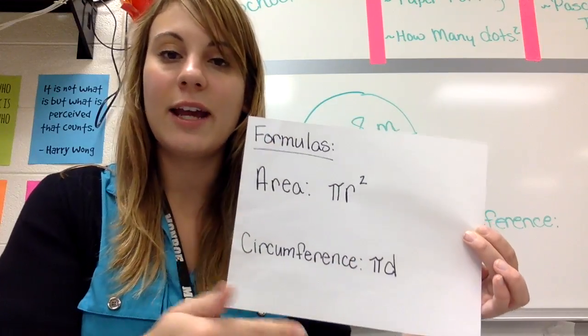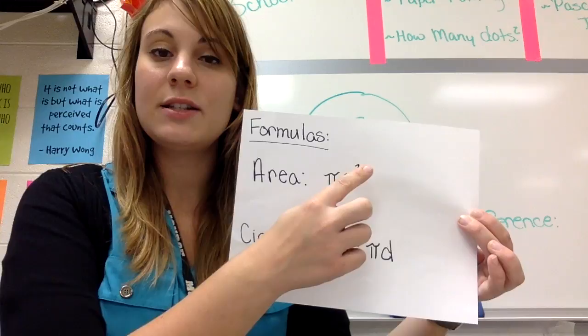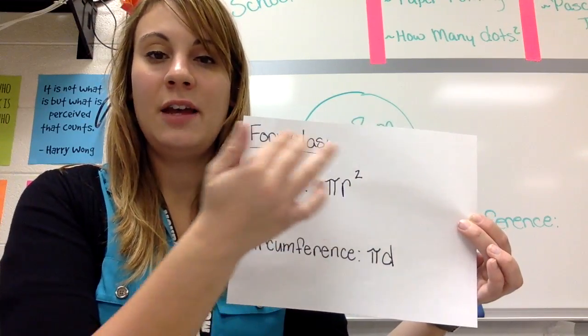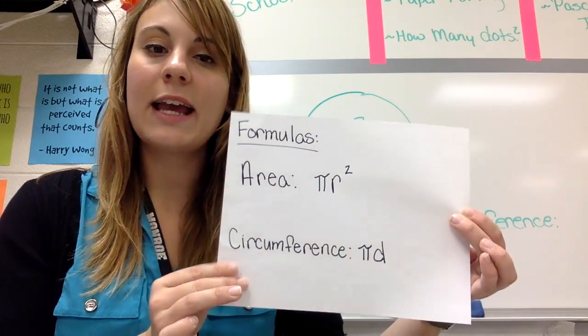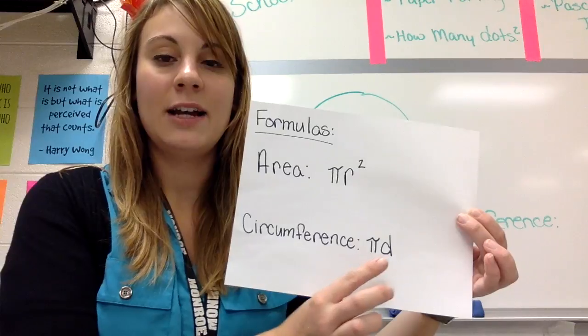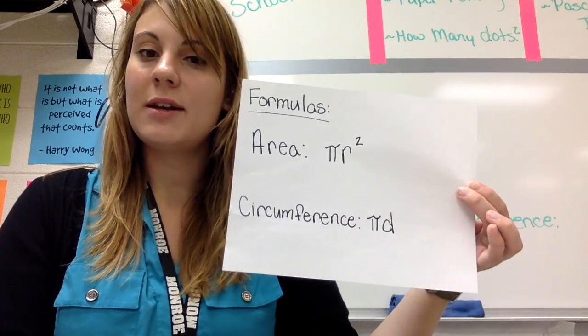So when we're evaluating, and we're going to do an example, you need to make sure you square your radius first and then multiply it by pi. Square your radius first and then multiply it by pi. And then the second formula I have for you is the circumference formula, and that is pi times your diameter. Pi times diameter. So get those written down.